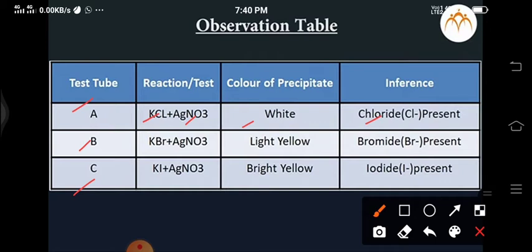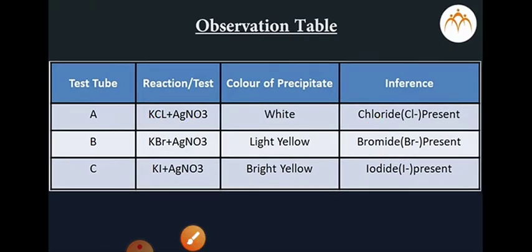With the next test tube, potassium bromide reacts with silver nitrate. So we get a light yellow precipitate. We can say bromide is present. Now next with test tube C, potassium iodide reacts with silver nitrate, and a bright yellow color precipitate is forming. So we can say the presence of iodide is there. So this is the observation table.